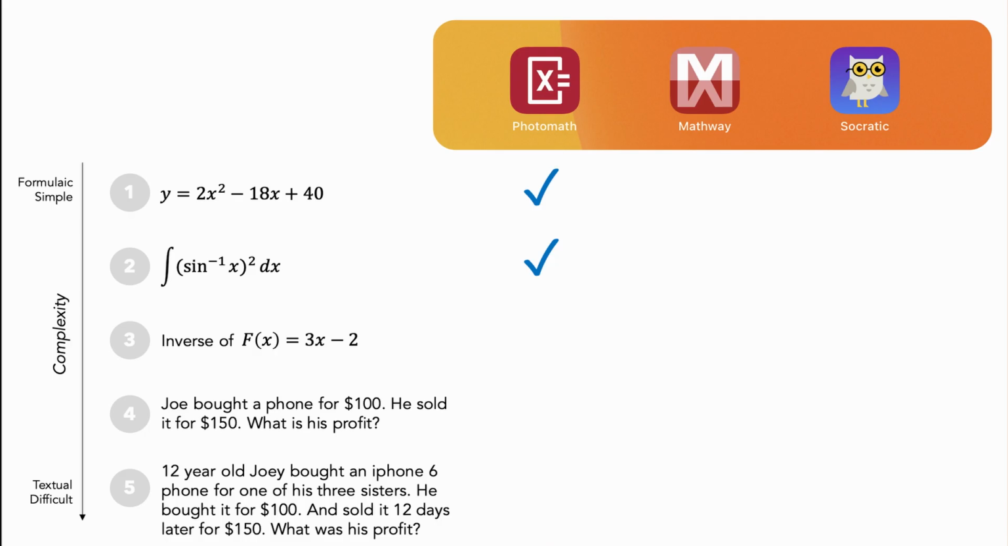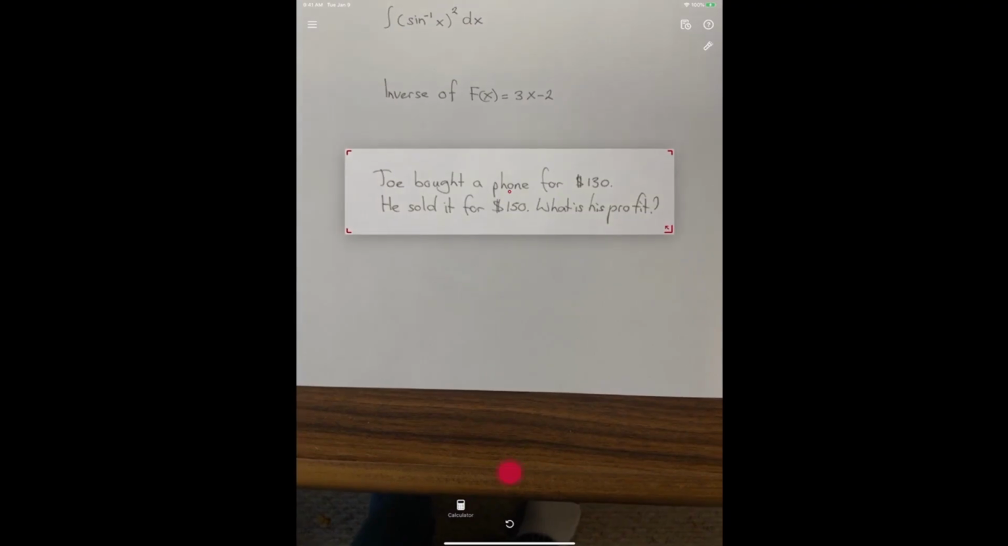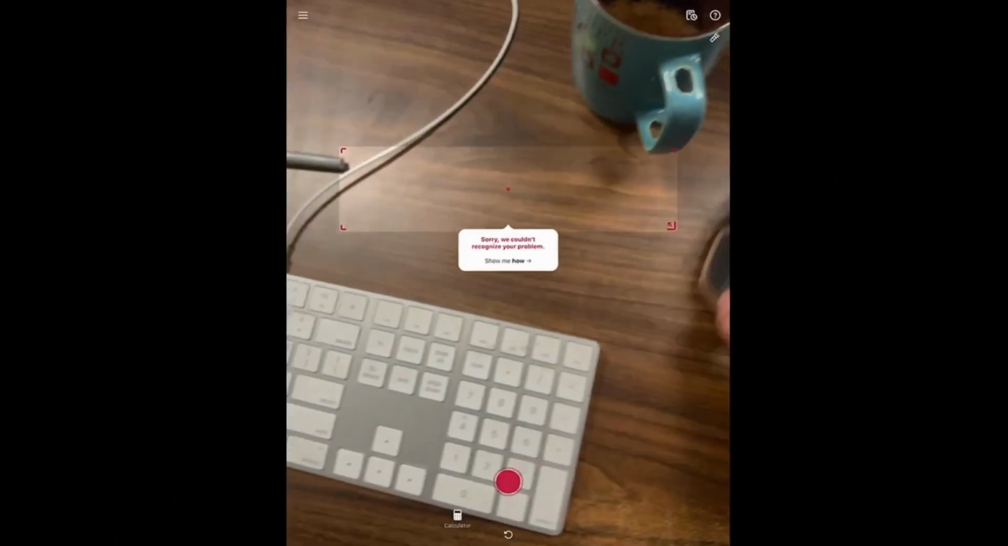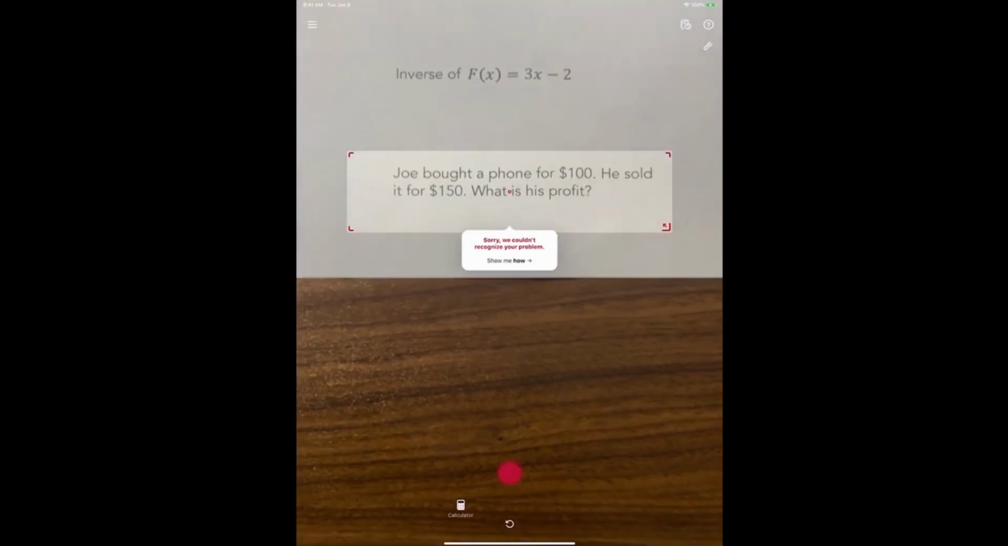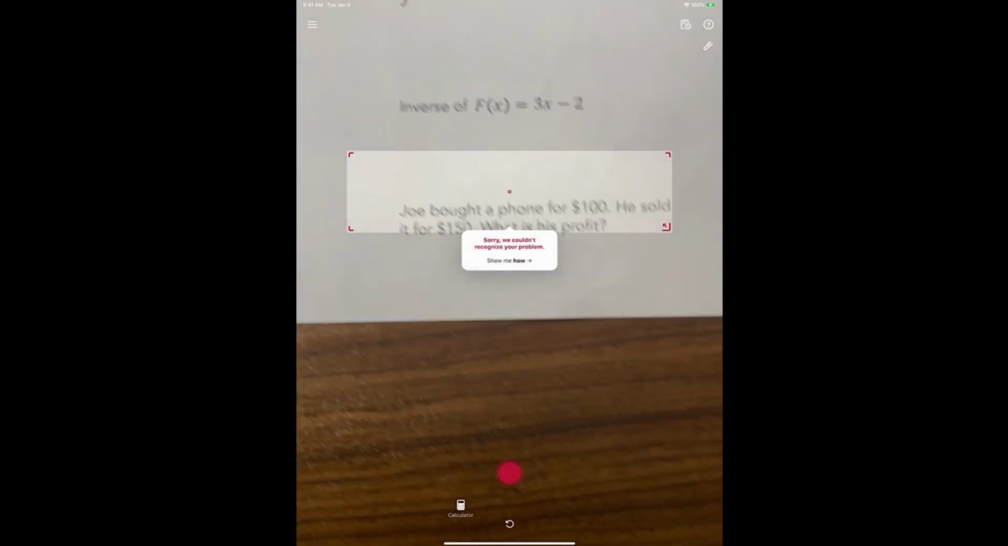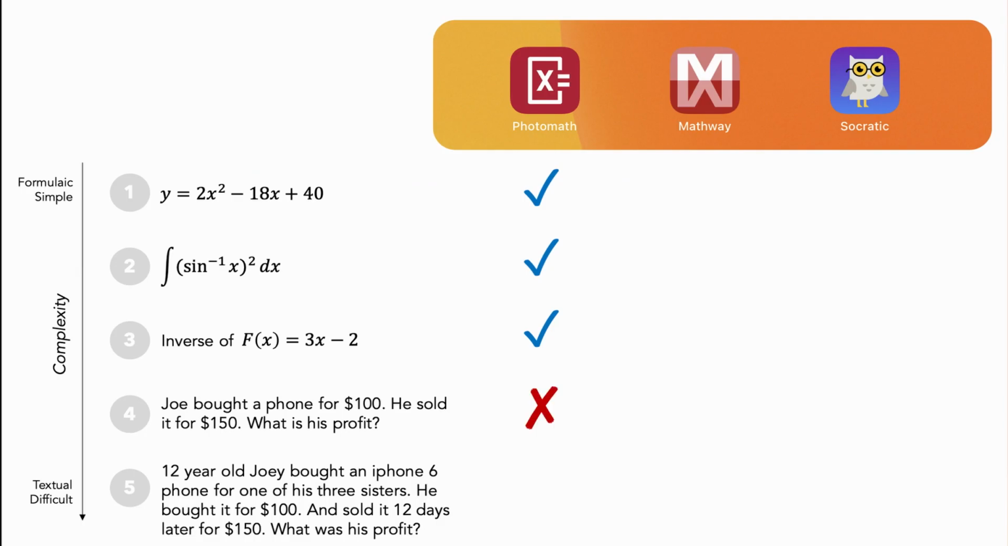Now we go even more complicated, to the text question. And here you see that it cannot recognize the handwriting, right? It could be the problem or it could be the handwriting. So now I'm going to go to our other sheet and take a picture of the printed version. And what do you see? We couldn't recognize your problem. It's too complicated for it to analyze. So it can't handle text, basically. Even if we were to give it a more complicated printout, it's going to have more of a problem.